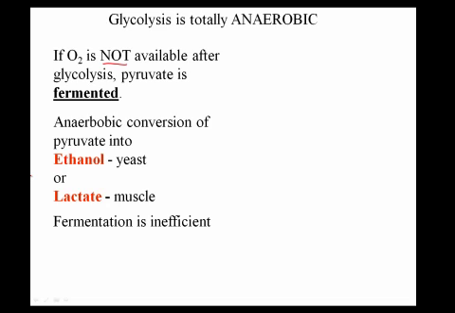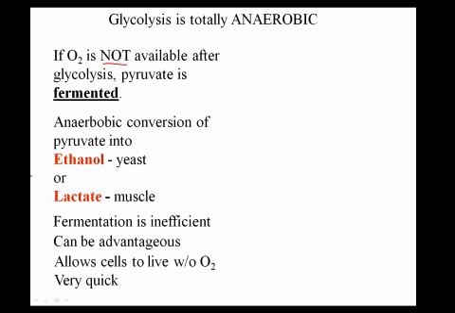Fermentation is very inefficient because we do not make any additional ATP. We get those net 2 ATP molecules from glycolysis, and there is no additional ATP produced. It can be advantageous because it will allow some cells to live at least for a short period in the absence of oxygen, and it's also very quick. So if we need a little bit of energy very quickly, we can follow this anaerobic pathway. But this is not the preferred pathway for most organisms.